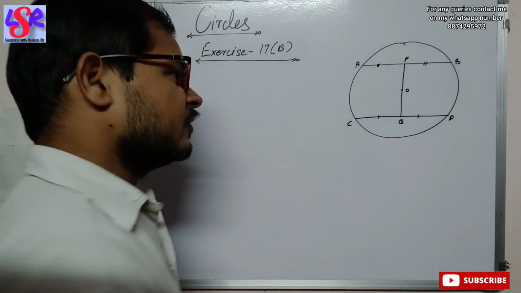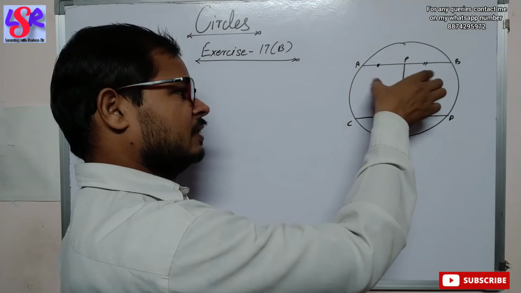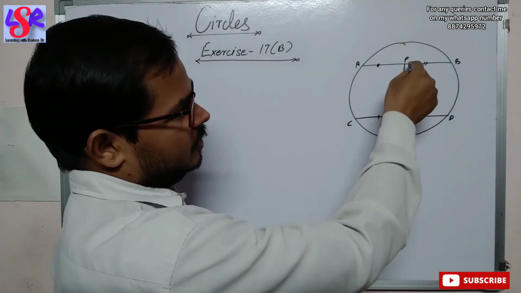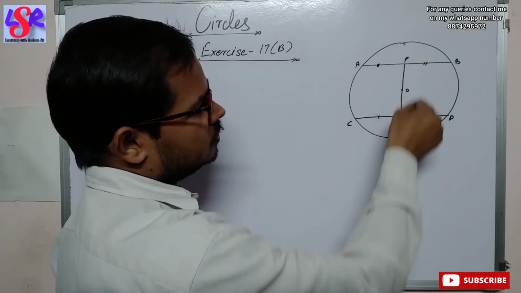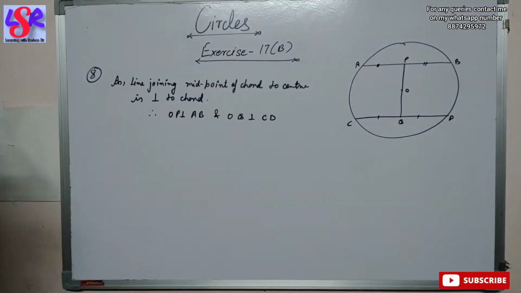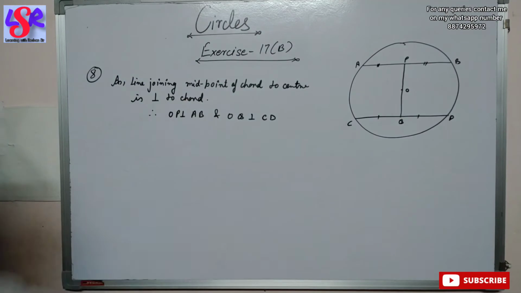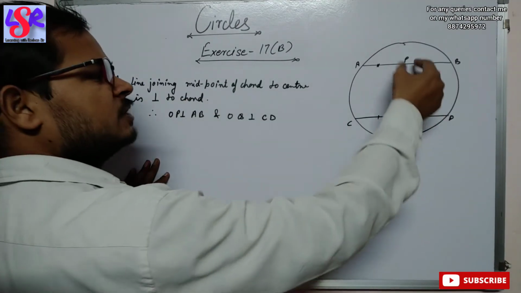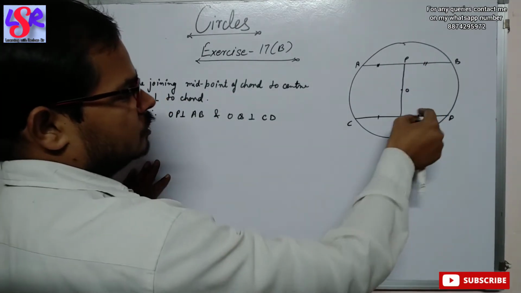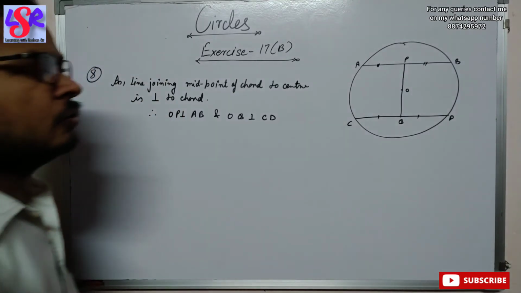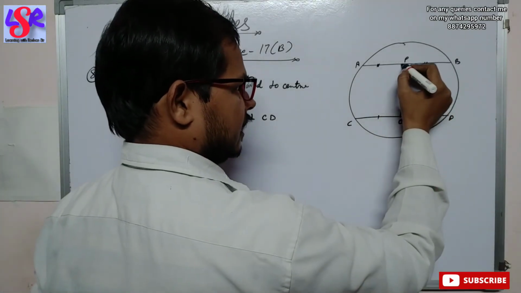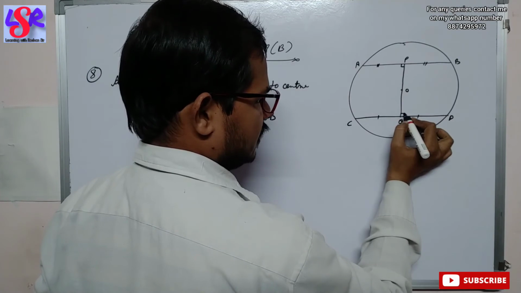So very first of all, we are being given that the two chords have the midpoints at P and Q, and the line joining them passes through O. Now as the line joining the midpoint of a chord to the center is perpendicular to the chord, therefore OP is perpendicular to AB and OQ is perpendicular to CD. So we can take a 90-degree angle over here as well as over here.